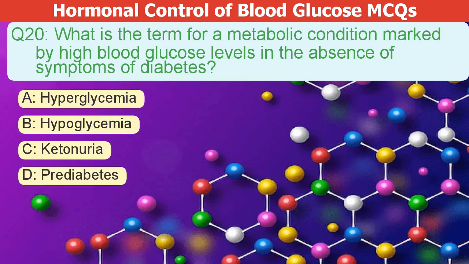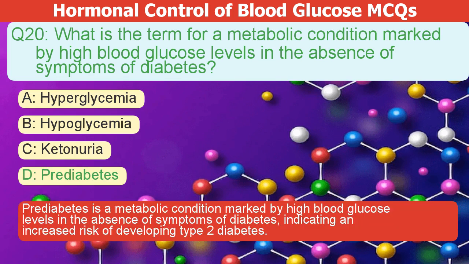What is the term for a metabolic condition marked by high blood glucose levels without diabetes symptoms? A. Hyperglycemia. B. Hypoglycemia. C. Ketonuria. D. Prediabetes. The correct answer is D. Prediabetes is a metabolic condition marked by high blood glucose levels. In the absence of diabetes symptoms, it indicates an increased risk of developing type 2 diabetes.